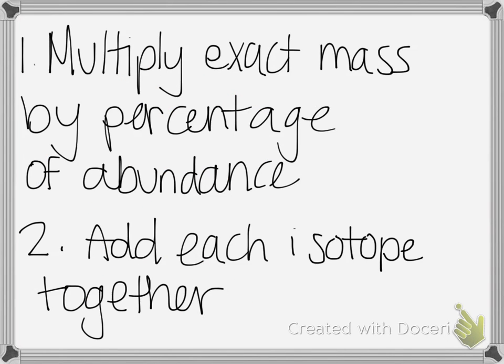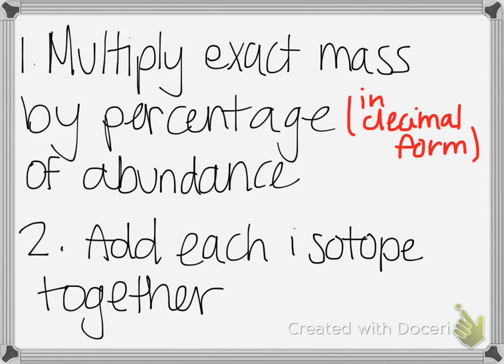Two steps. Not very hard, but if you don't do things correctly, it can give you the wrong answer. So it's important for you to pay attention to these rules here. The first step is to multiply the exact mass that you are given by the percentage of abundance. Now, the important part here is that you most likely will be given the values in percentages. We want this to be in decimal form.